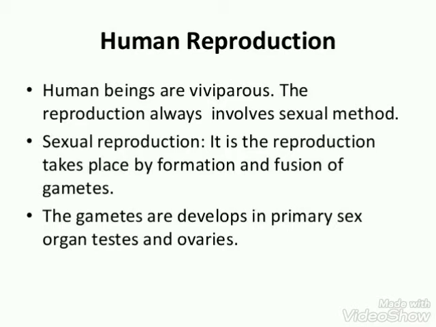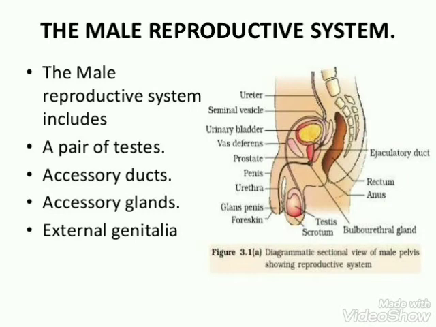Sexual reproduction is basically the reproduction which takes place by the formation and fusion of gametes, and these gametes are male and female gametes. The gametes are usually developed in primary sex organs named testes and ovary. That means male gametes develop in testes and female gametes develop in ovaries. So first of all, we will study about the human male reproductive system.